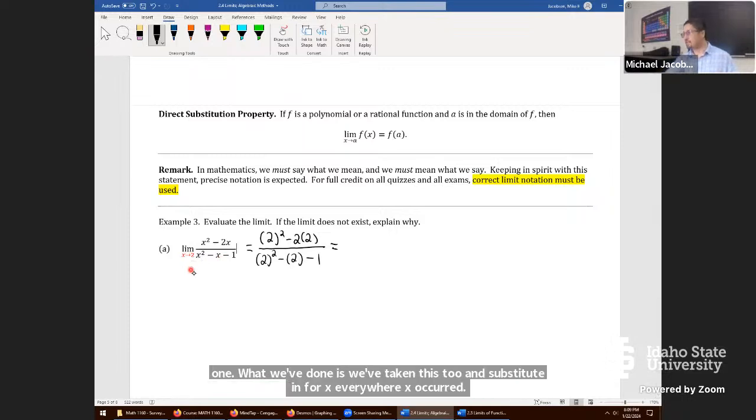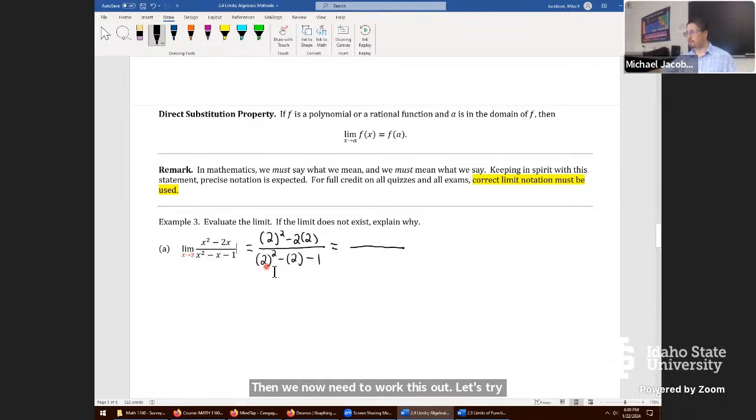Then we now need to work this out. Let's try the denominator first. It's going to be 4 minus 3, so we get a 1. The numerator is 4 minus 4. So we have 0 over 1. That's not a problem for us. 0 over 1 is exactly 0. And now the whole problem is over.